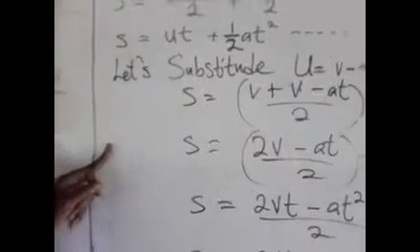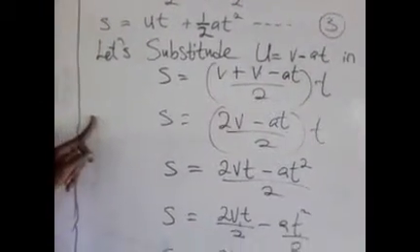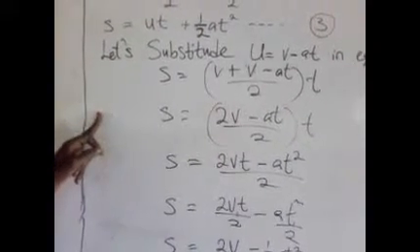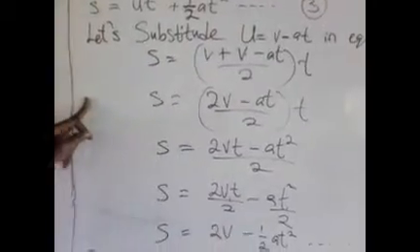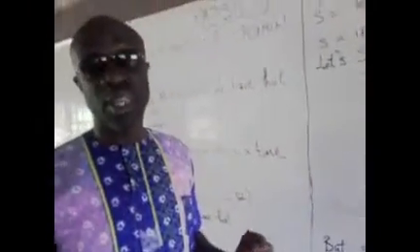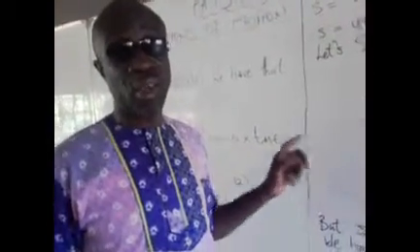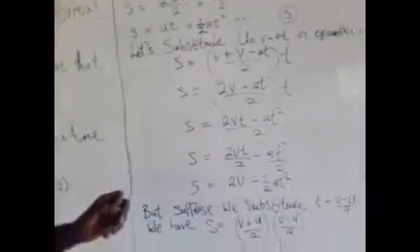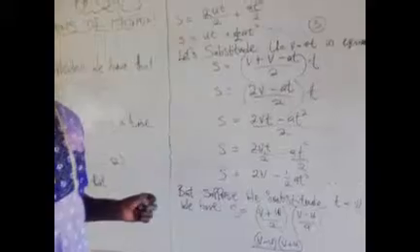You bracket it and write it outside. That is, we have S equal to V minus AT plus V, all over 2. You bracket it, put T outside. Therefore, we have that S equal to 2V minus AT all over 2. You bracket it, with your T outside, multiplying.